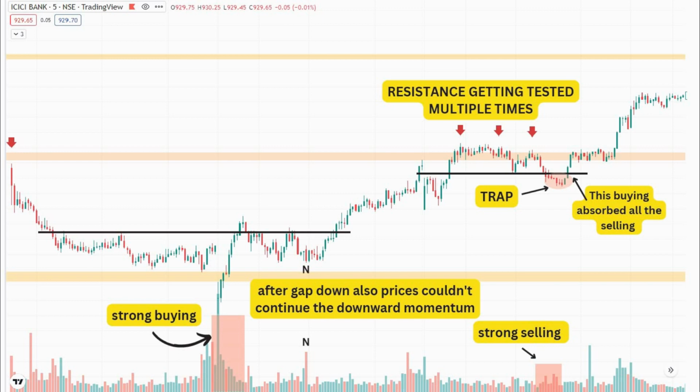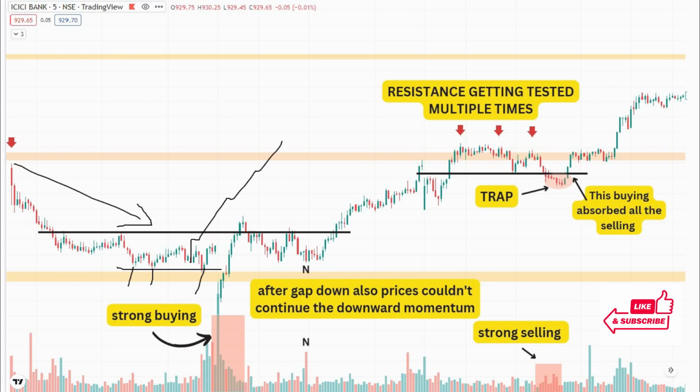So here is the chart of ICICI Bank on 5 minutes time frame. As you can see, from here ICICI Bank went down sharply. So we can say that supply is very strong than the demand side. That's why ICICI Bank is falling down. Here what happened? Here market took a support. Once, twice, thrice. 3 times buyers tried to defend this level and stop this downtrend and continue the upward momentum.